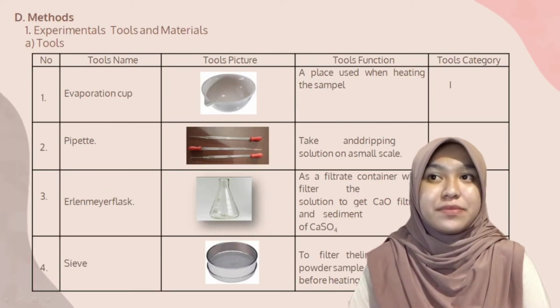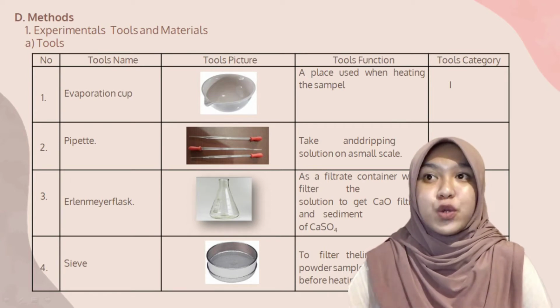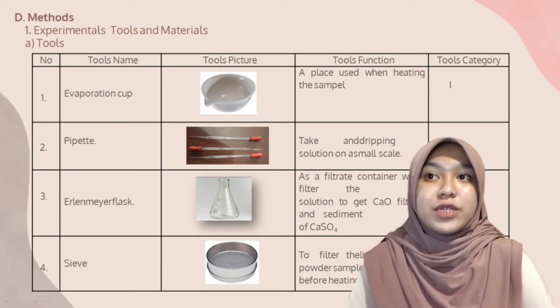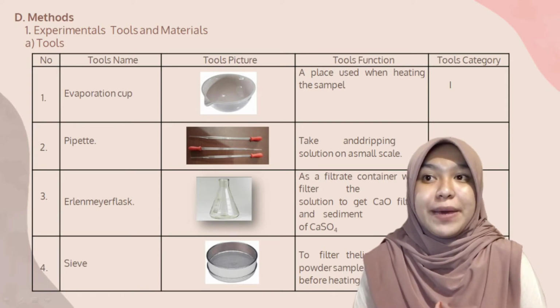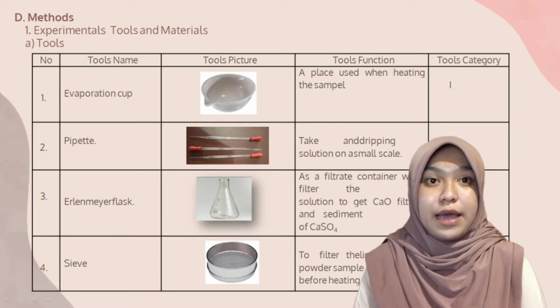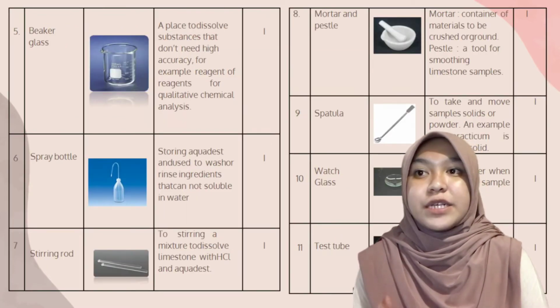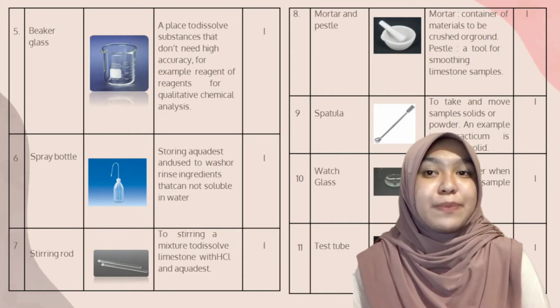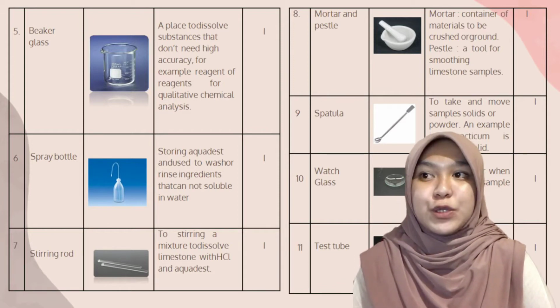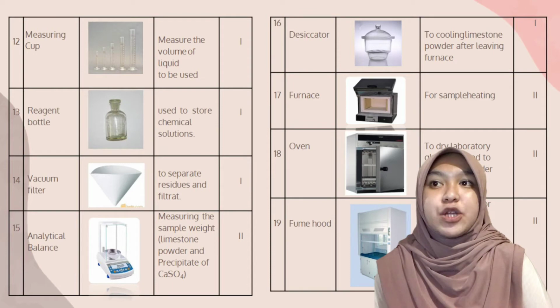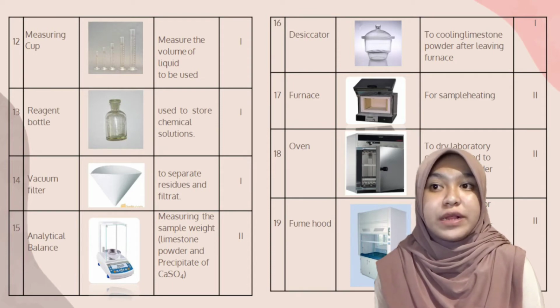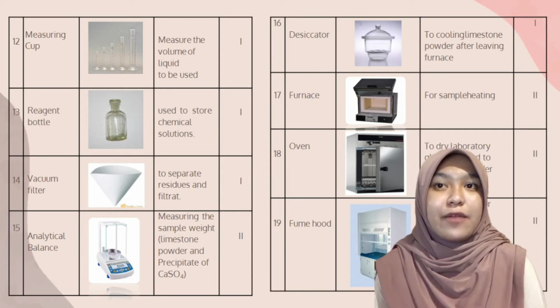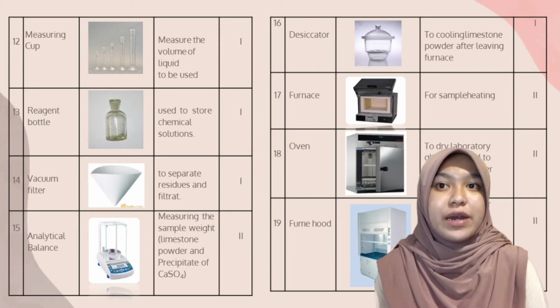Next, the method. First, experimental tools and materials. The tools are an evaporation cup, pipette, aluminum flask, sieve, beaker glass, spray bottle, stirring rod, mortar and pestle, spatula, watch glass, test tube, measuring cup, reagent bottle, vacuum filter, analytical balance, desiccator, furnace, oven, and fume hood.